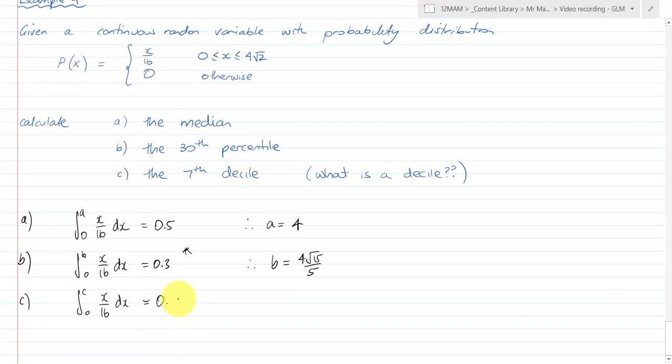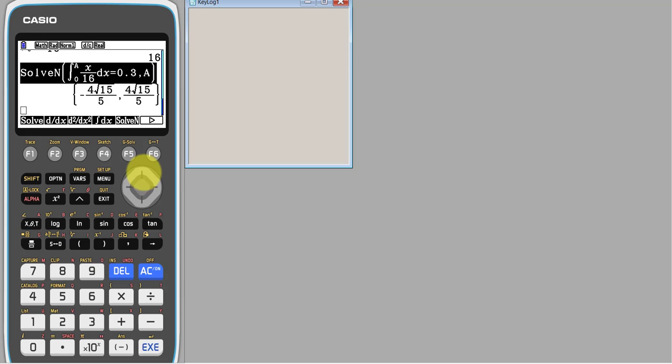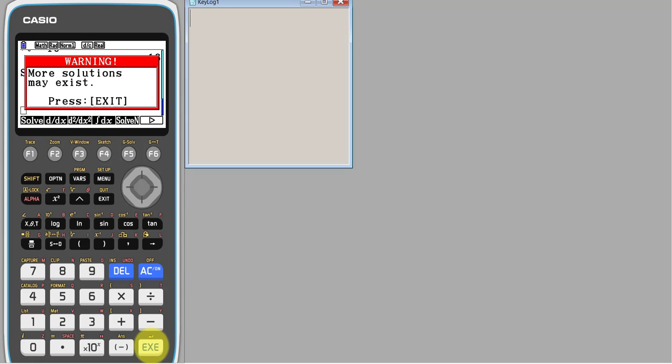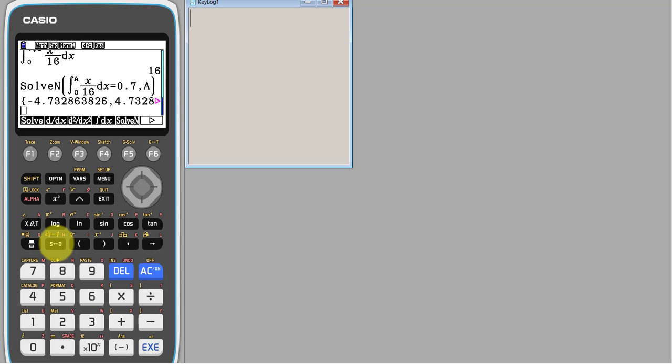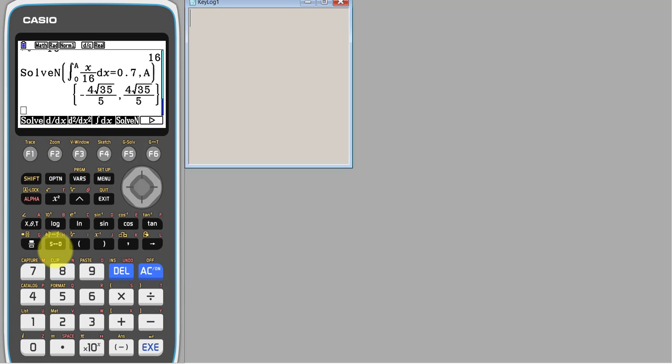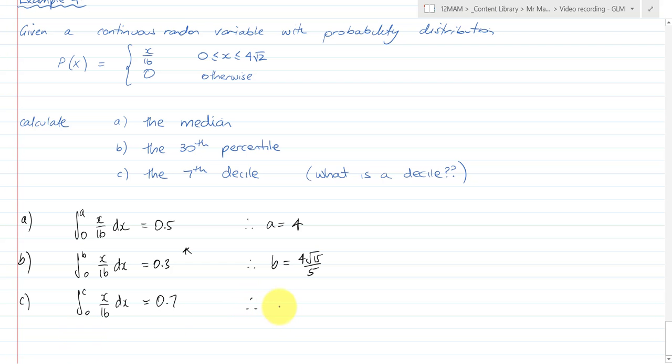So the 7th decile will be 0.7 because deciles are each a tenth, i.e. dec. And so I'm going to go back here, it should be greater than 4 we hope, and I'm going to put that 0.7 into the function. We're still getting our negatives, but that's okay. And I press enter and I wait for the circle to spin a bit, and then I press exit and it comes up with 4 root 35, which is greater than 4 but less than the upper bound 4 root 2, so I'm happy with that. 4 root 35 over 5 is my answer. So therefore c equals 4 root 35 over 5.